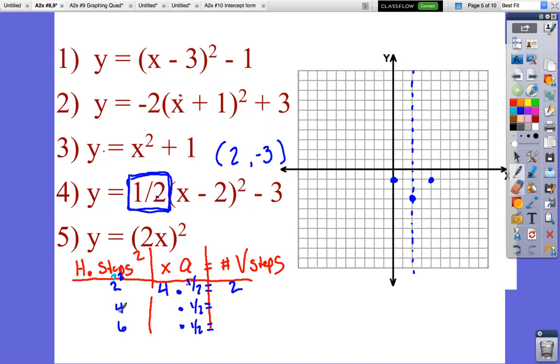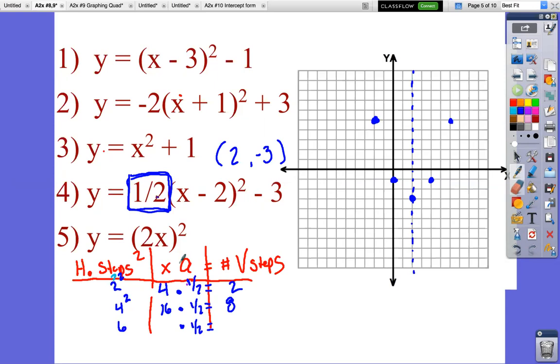Horizontal steps, what if I take 4? Well, what is 4 squared? Oh, come on, people. 4 squared is 16, and 16 times 1/2, or half of 16, is 8. So from the vertex, if I go 1, 2, 3, 4, I have to go up 1, 2, 3, 4, 5, 6, 7, 8. 1, 2, 3, 4, 1, 2, 3, 4. There we go.